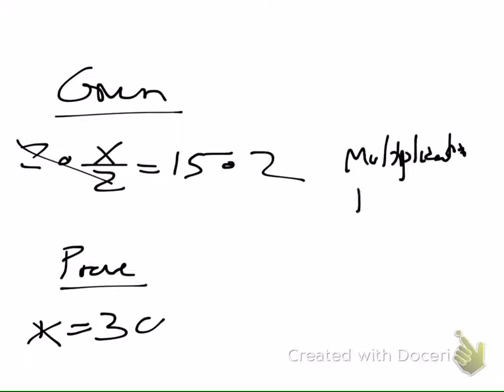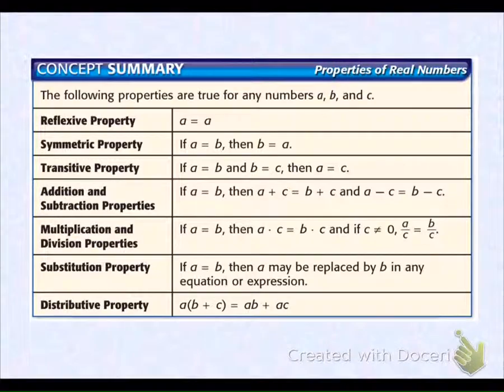Okay. So you've been using the addition, subtraction, multiplication, and division properties for a long time. Now we just have a name for them when we use them, okay, in an algebraic proof. So those four, and then the last two we call substitution and distributive property. You've used distributive property a long time as well.